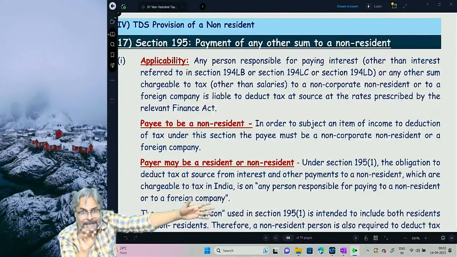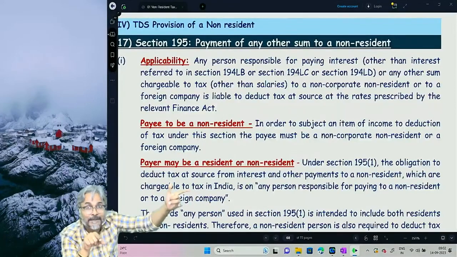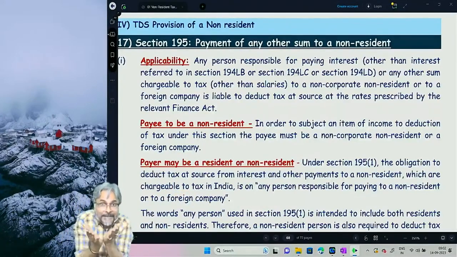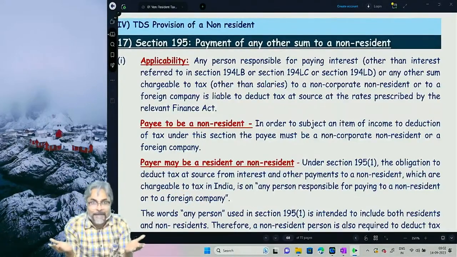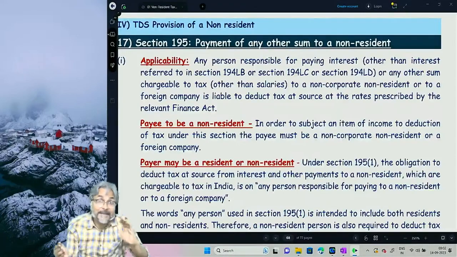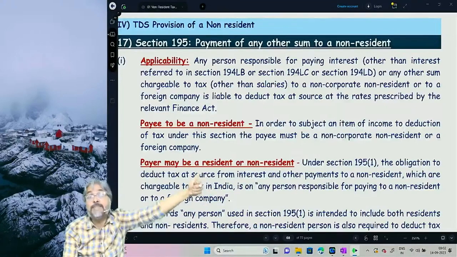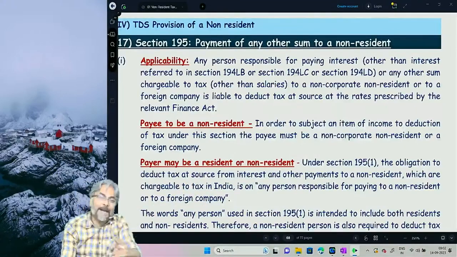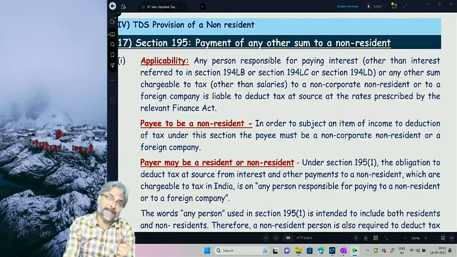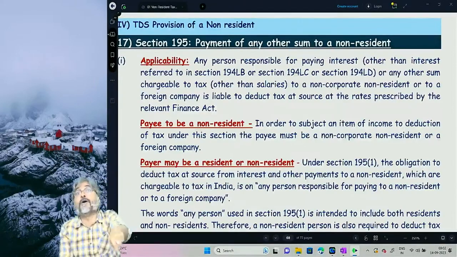But complicated things for chargeability, because we don't know whether it is accrued in India or not. It may or may not. But then, if not accrued, then deemed accrual. Chargeability is established in section 9, the deemed accrual part. And from that you will know: yes, it is chargeable or not.